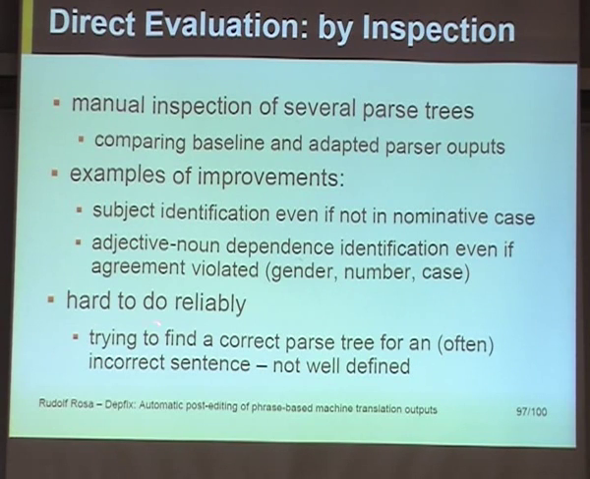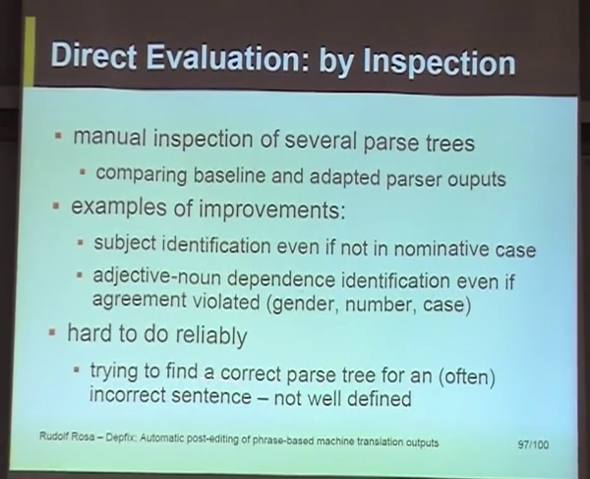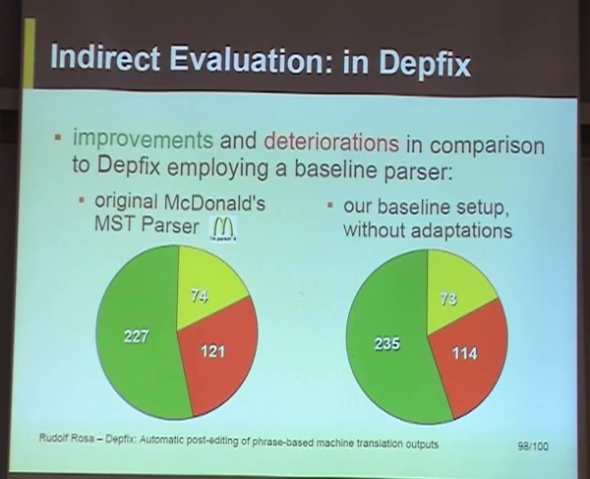But the evaluation is hard to do reliably because what we are actually trying to do is to find a correct parse tree for a sentence that is incorrect. So such a task is not well defined. Because if the sentence is incorrect, no theory will give us the correct parse tree for the sentence, because actually it's hard to say what the sentence should mean. But what we can do is simply use different parsers in DEPFIX and see whether it helps to change the parser.